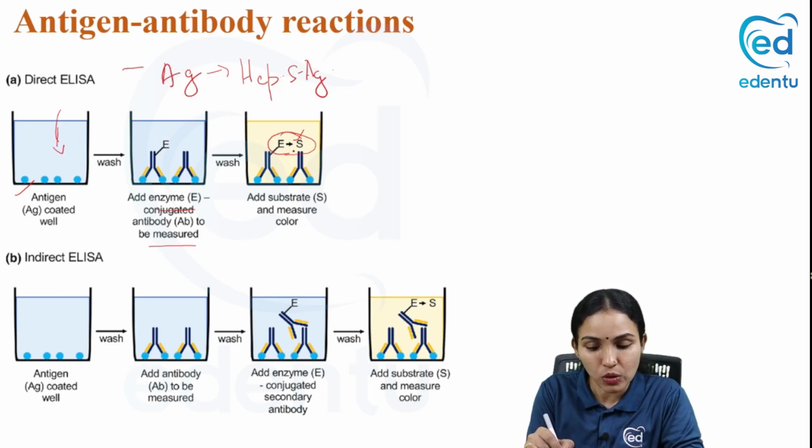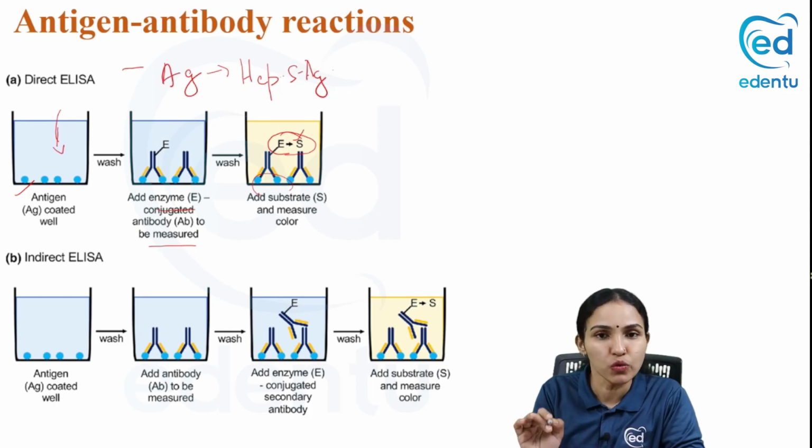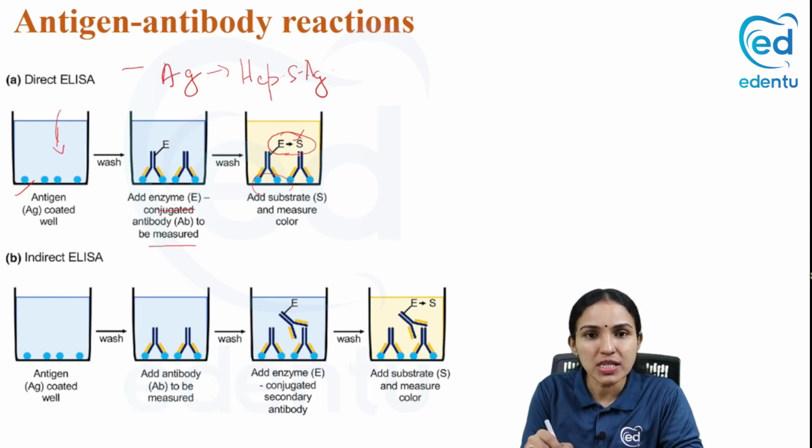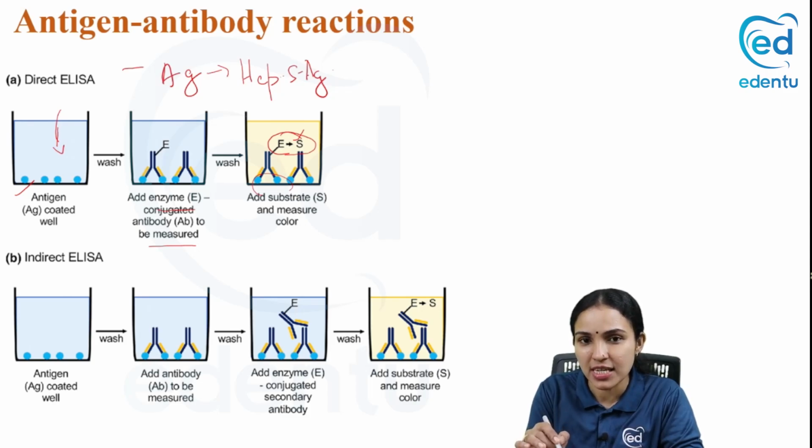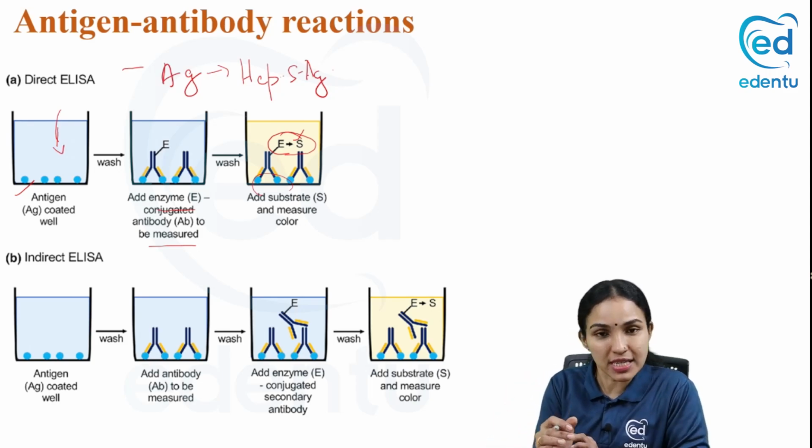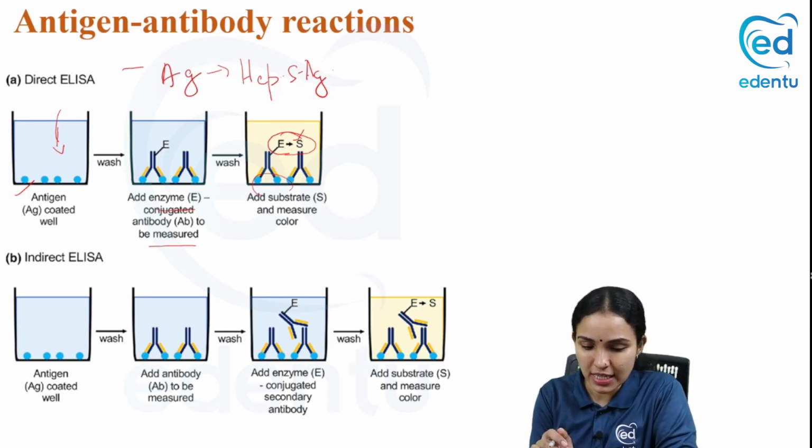So this has happened only because this enzyme conjugated antibody is bound to this antigen. Otherwise it would have been washed away. So a positive reaction or a positive color in the well indicates that this patient's serum contains that particular antigen or antibody of interest. That is it. So that is the basic ELISA, and that is direct ELISA. So this is a direct ELISA.